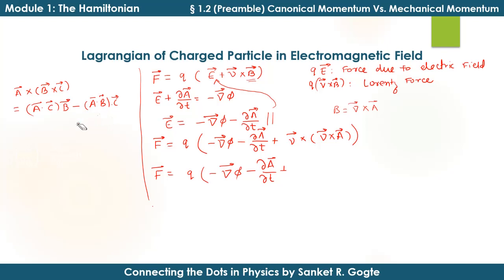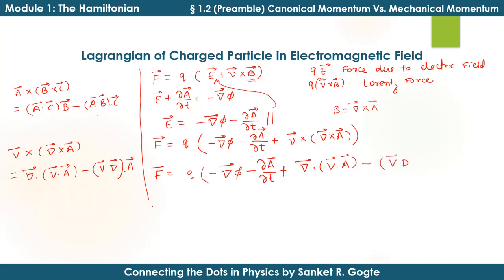For our term now, V cross del cross A, this is equal to del dot V dot A minus V del and A. Dot sign is del cross del dot V dot A minus V dot or V into del dot A.